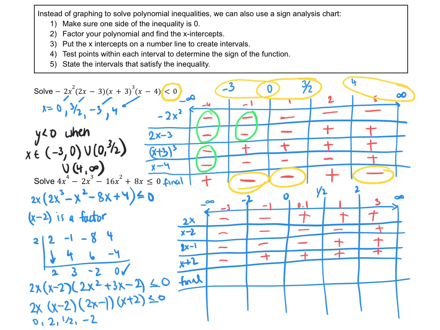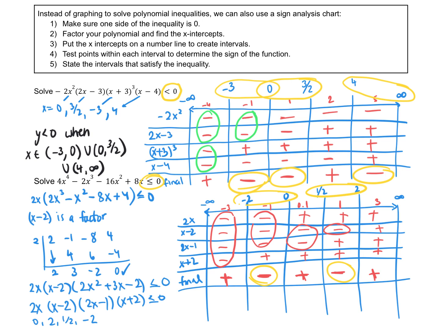And now we could look at our overall sign. So here we have 4 negatives, that'll be positive overall. And the next one I have 3 negatives, so that will be negative overall. 2 negatives, that's positive. 1 negative, that's negative, and all positive is positive. And now what are we looking for? We want to be less than or equal to 0. So that's here and here. Now the fact that we're also equal to 0 means I can also include my x-intercepts.